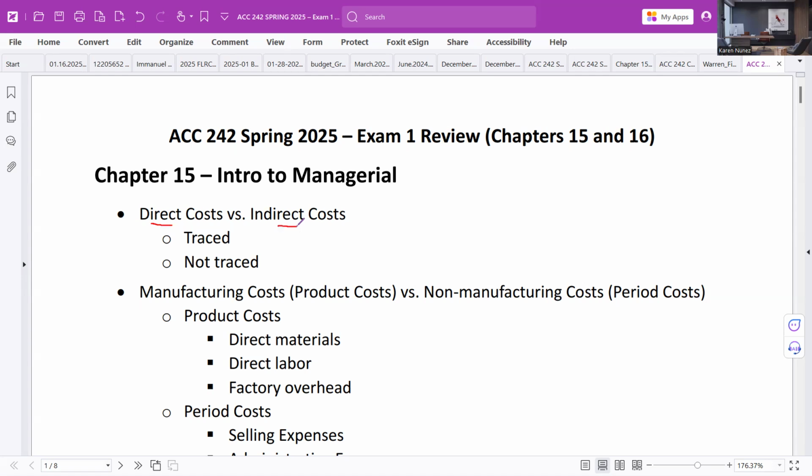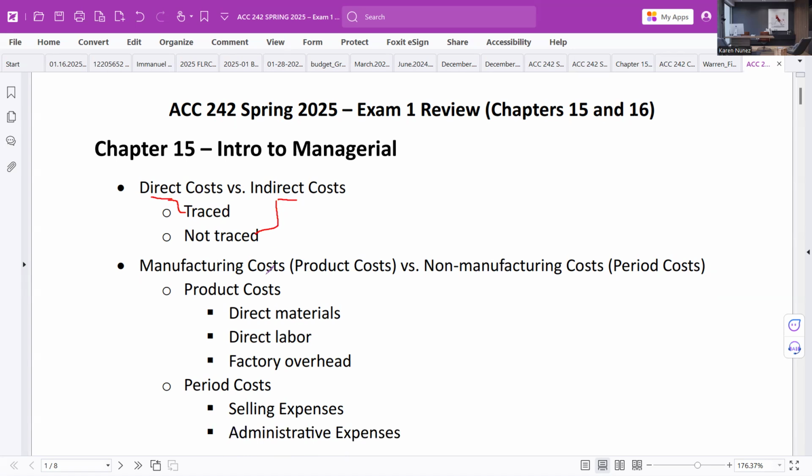The difference between the two is that the direct costs can be traced, right? By direct, we can directly trace them to the cost object or the product or the department or whatever it is, the job, for example. So direct costs can be traced. The indirect costs cannot be traced. So that's kind of the distinction between the two.